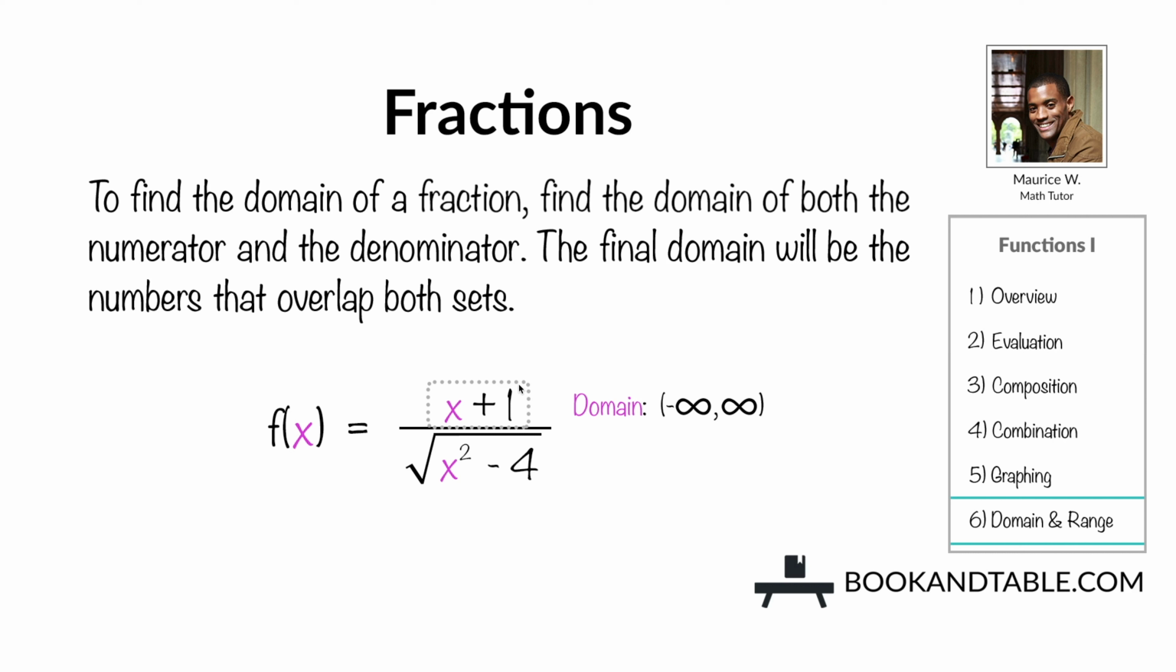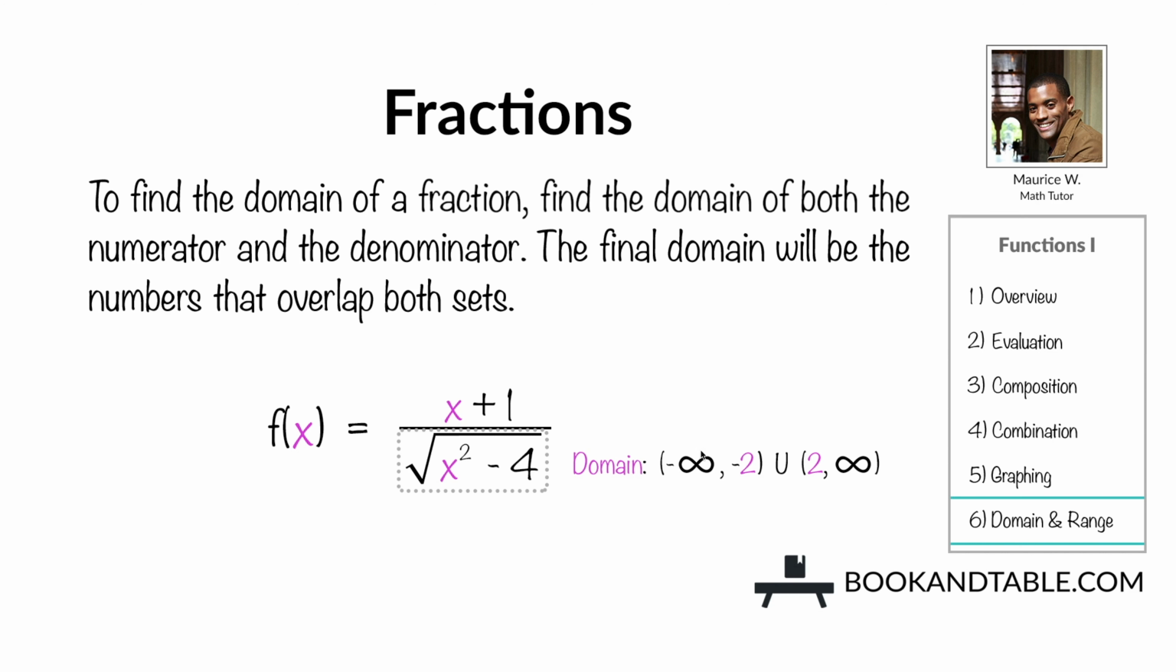Now, one scenario to be aware of is if there is a fraction. To find the domain of a fraction, find the domain of both the numerator and the denominator. The final domain will be the numbers that overlap both sets. So now in this example, we have a radical and a variable in the denominator. So we have to apply both restrictions that we've reviewed. So f of x is equal to x plus 1. In the numerator, there is no restriction. X can be any negative number or any positive number, and you'll get a real number in the numerator. So the domain in the numerator is negative infinity to positive infinity, or all real numbers.